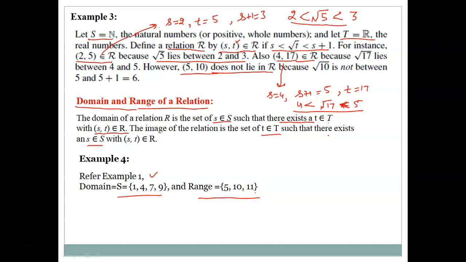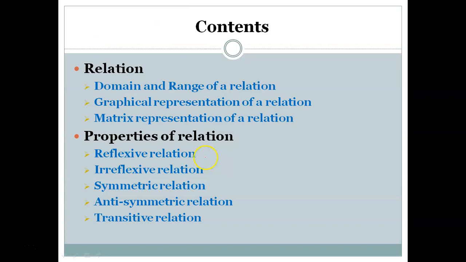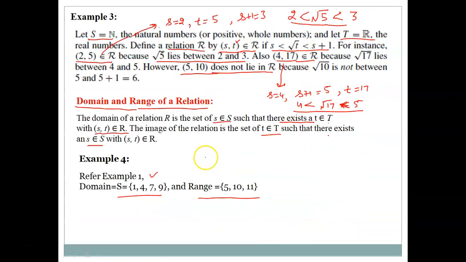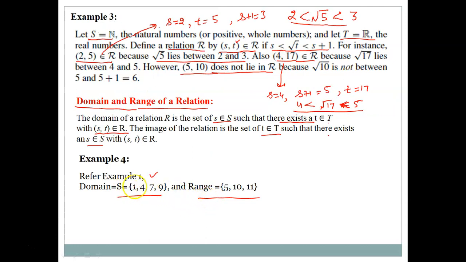1, 4, 7. Actually, no, this is not the domain. Domain is the set of all elements. Sorry, domain is here. This one. In fact, you can see 1 is not there. This is wrong. 4, 7, 9. This is the domain, and this is the range.